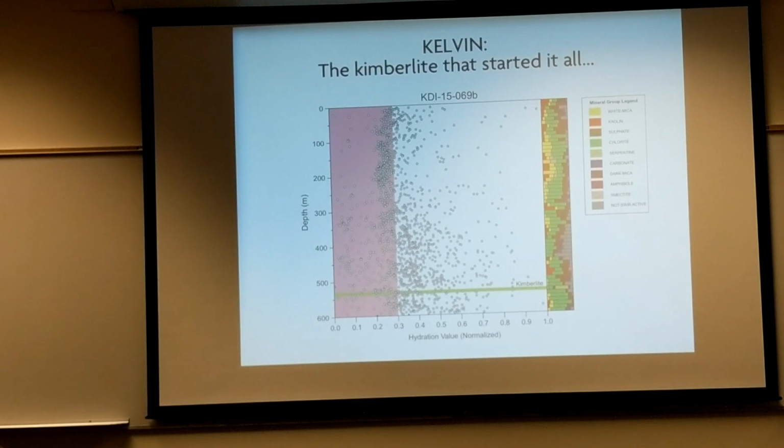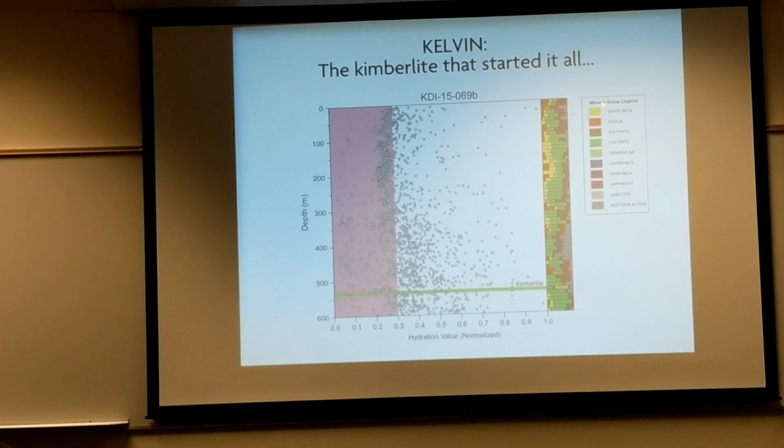This is 1,600 spectra collected from 600 meters. Aurora did this, and they've been a big supporter of this. So what you have here is all these dots, these hydration values. You've got dots all over, but what you want to do is see where the main trends are, where most of the bulk of the data is plotting.